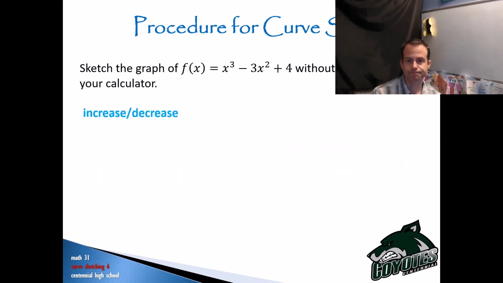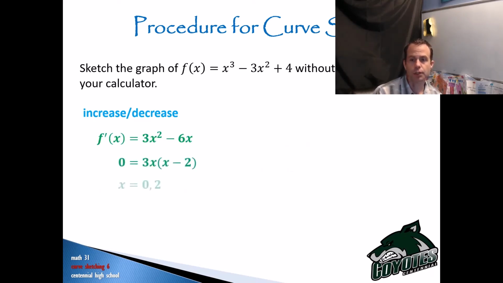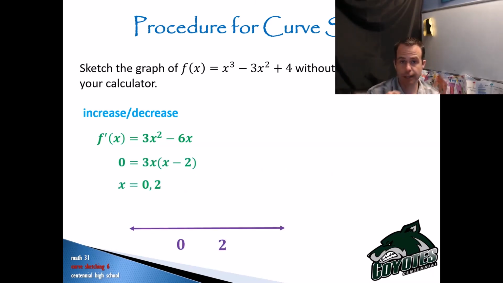Now increase and decrease. I need to get the first derivative. That'd be 3x squared minus 6x. Where does the first derivative equal 0? I can factor out a 3x, and then I'd be looking at 0 and 2. So I want to plot 0 and 2 on a number line and check to the left, in between, and to the right. That's going to give me plus, minus, and plus.